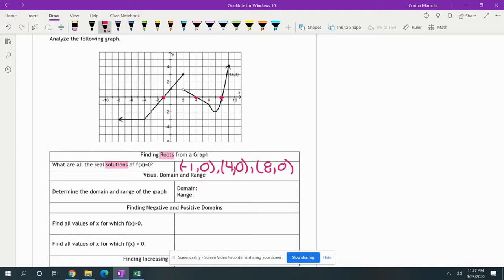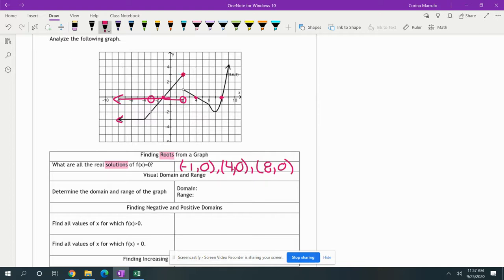Okay, and the next one, the domain and the range. Determine the domain and the range from the graph. So we are going to see what are my x values. If I look here, my graph continues forever in this direction. I do have a hole right here that I'm going to have to take into account. Then it keeps going. I have a hole here, but if you notice, it's filled in right there.